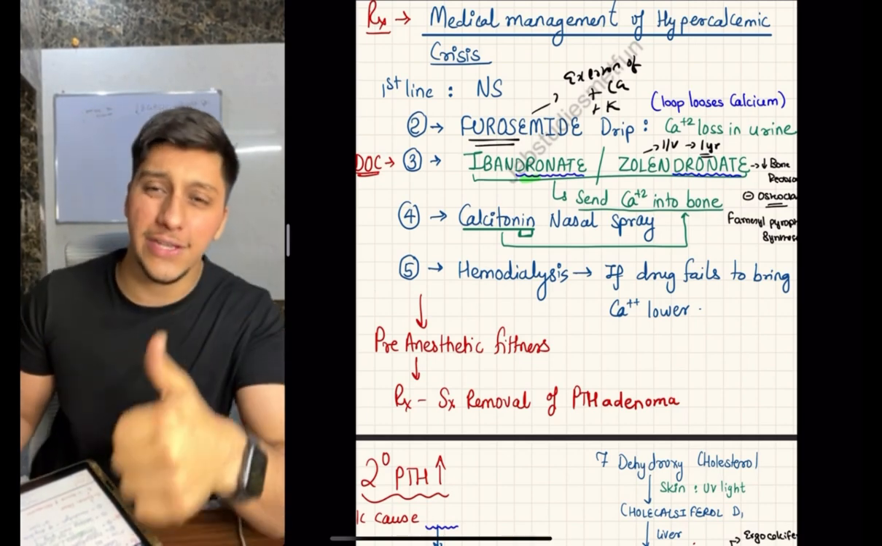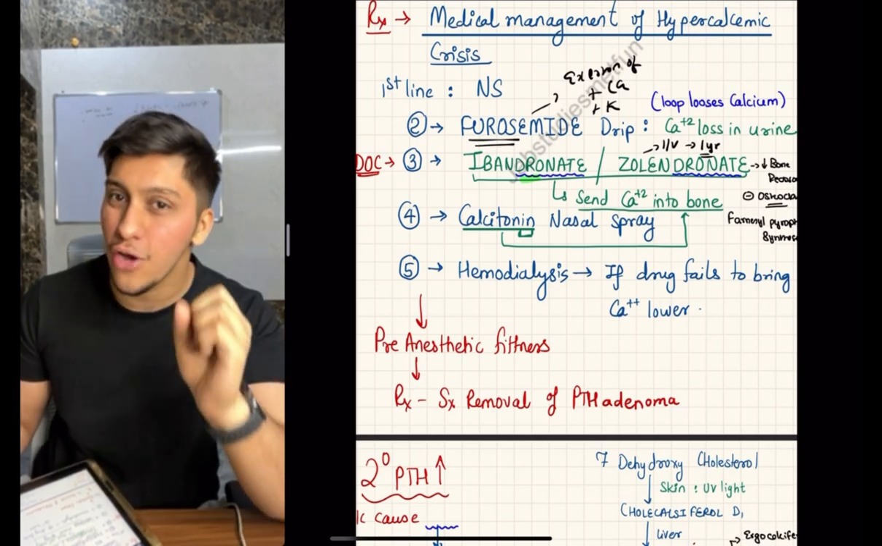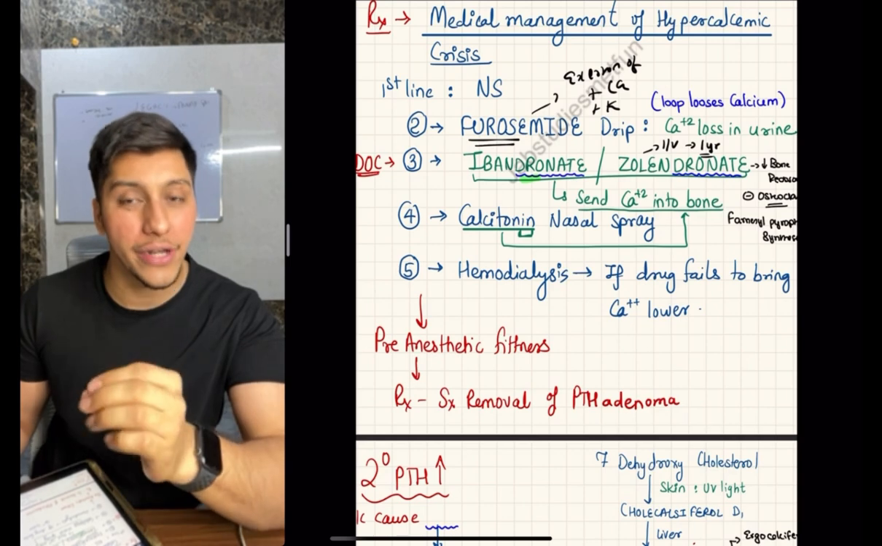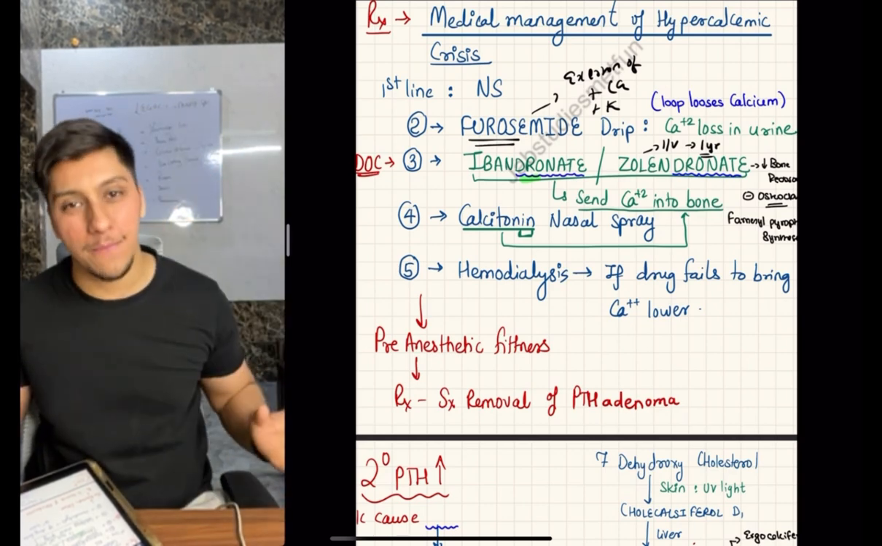So remember, first thing is going to be normal saline. Second thing is going to be your loop diuretics. Third step, drug of choice, ibandronate or zoledronate. Fourth step is calcitonin nasal spray, and the fifth eventually is going to be hemodialysis.